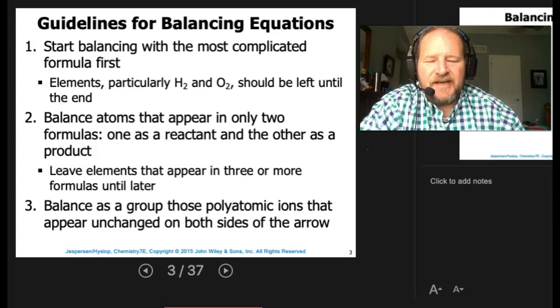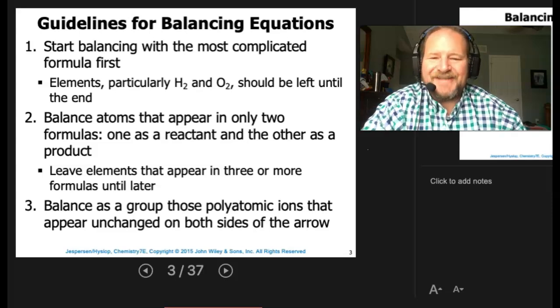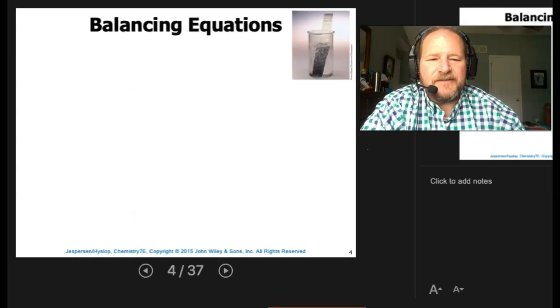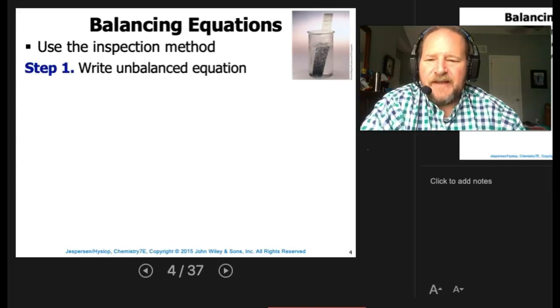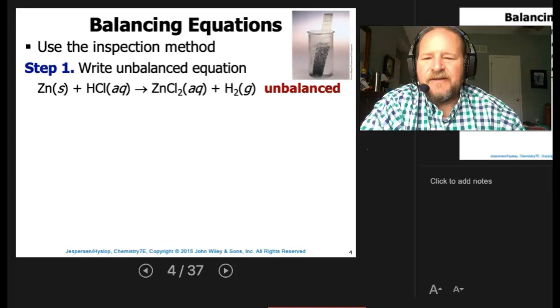Now, if you don't catch that and you do balance it as nitrogen and oxygen, it still has to work out, so that's no big deal. It just takes you a little bit longer because you have more things to take care of. So for balancing equations, you can use the inspection method where you write the unbalanced equation. Here we have zinc reacting with HCl to produce zinc chloride and hydrogen.